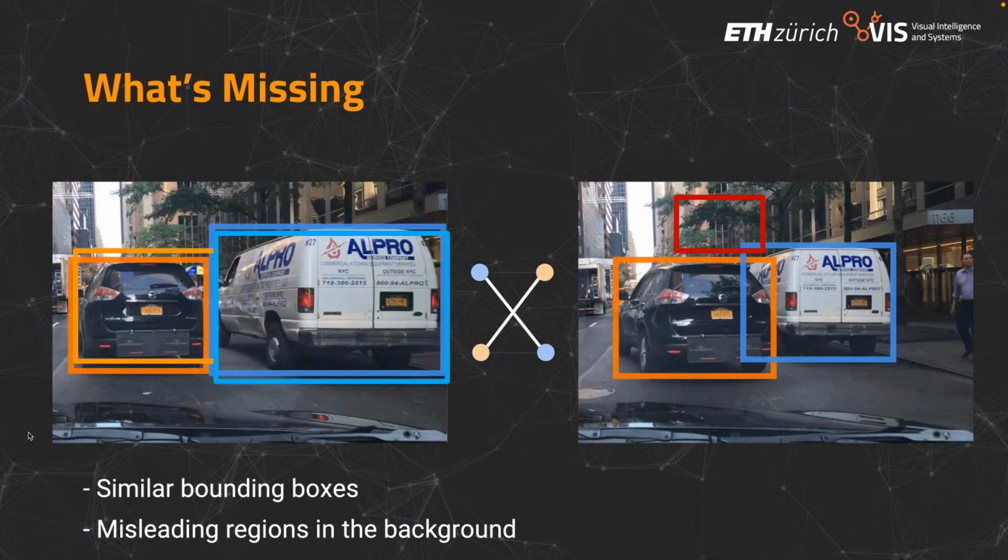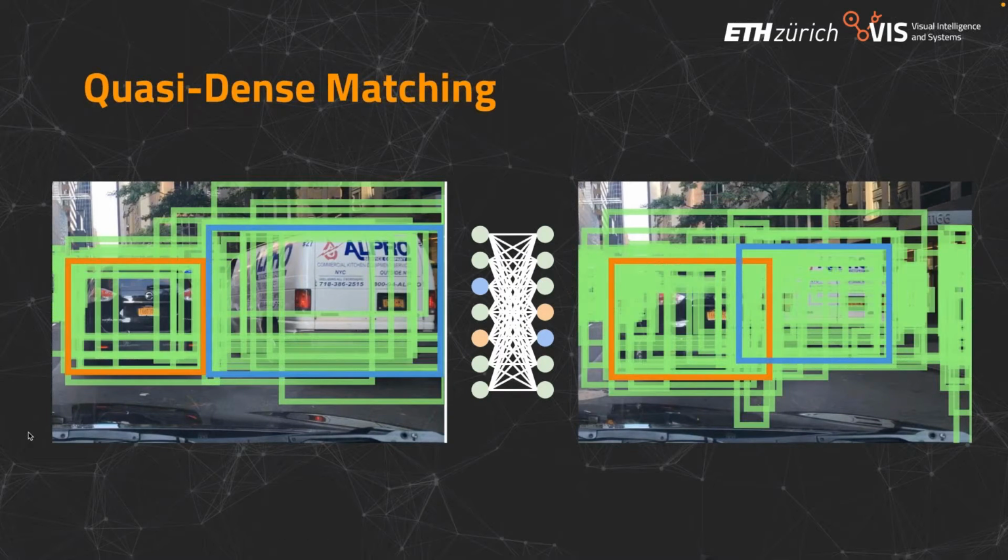Based on those observations, we propose Quasi-Dense matching. It's exactly the matching method based on our observation. Instead of only using the ground truth bounding box, we extract all boxes that may look like an object even at training time. And then instead of only learning to match between the ground truth bounding boxes, we actually learn to match between all the possible boxes on different images.